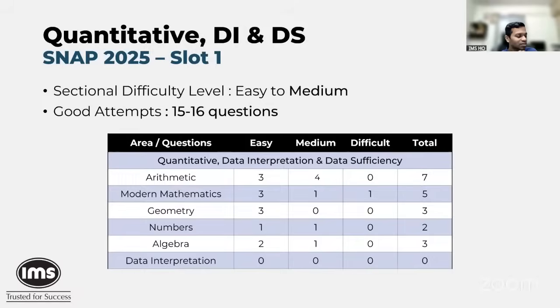Even modern math questions were pretty straightforward. Question on logarithms. Let's say even if you don't know logarithms, you just know the basics. You could have actually used the options, substituted that in the question, and you would have got the right answer.